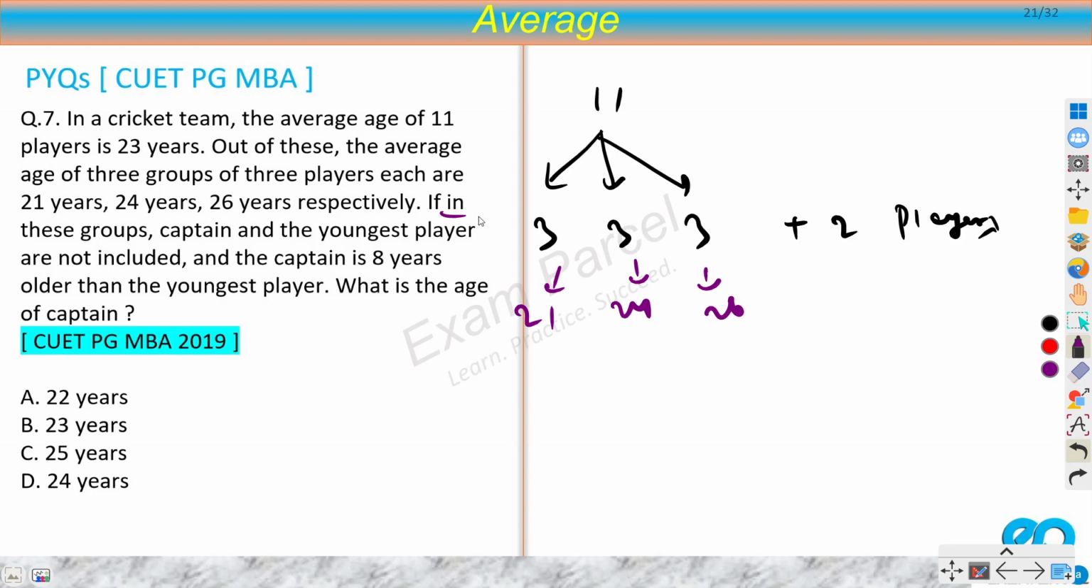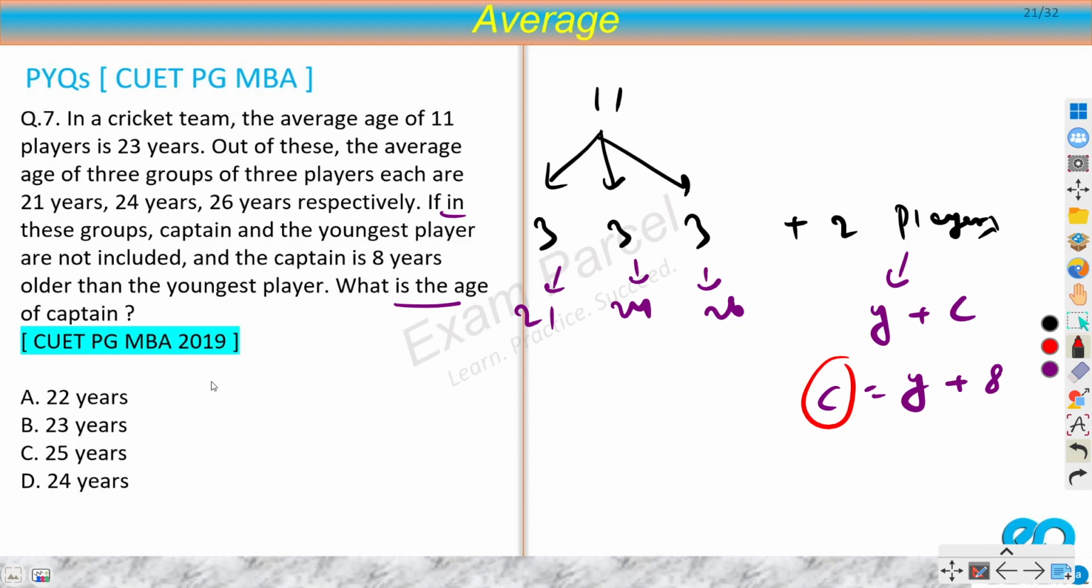Now the next bit of information is, in these groups the captain and the youngest player are not included. So in these groups there is no captain and youngest player. It means that here we have the youngest player and the captain. Y for youngest, C for captain. I'm denoting it like that. And the captain is 8 years older than the youngest player. So C equals Y plus 8. What is the age of the captain? So I want to find the value of C.